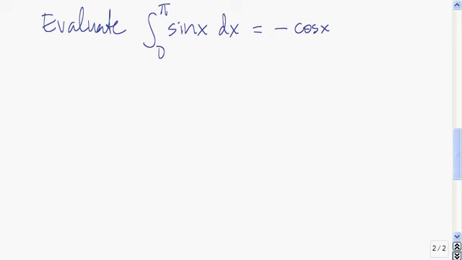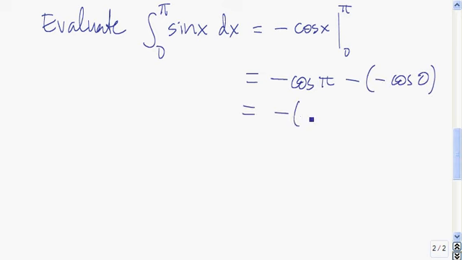Okay, so this is negative cosine of x evaluated from, so this is our interval of integration, 0 to pi. So we get negative cosine of pi minus negative cosine of 0. So that's equal to negative cosine of pi, which is negative 1, plus cosine of 0, which is 1. So we get 1 plus 1, which is 2. Okay, so the value of the integral from 0 to pi of sine of x dx is 2.